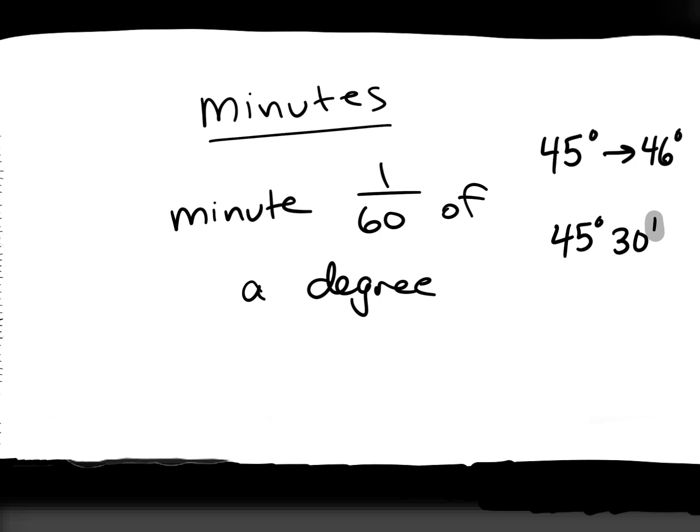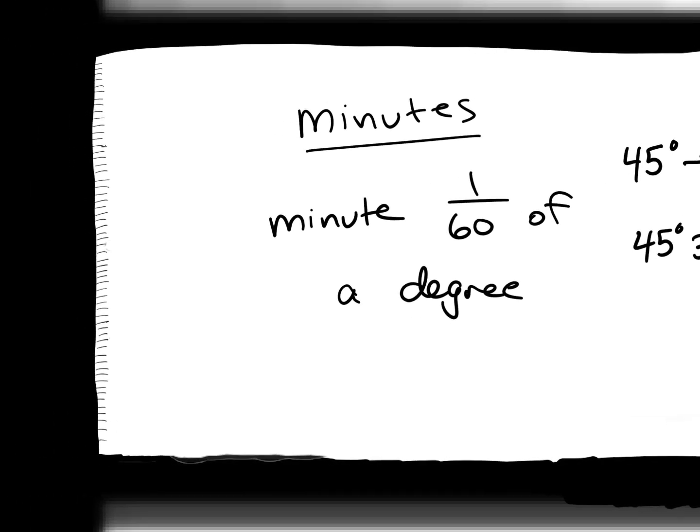But when we look at even further distances, if we're looking through a telescope from Earth to Mars, or from Earth to even further out, extremely long distances, even this 1/60th of a degree may not be as precise as we want it to be. So we have an even smaller measurement.